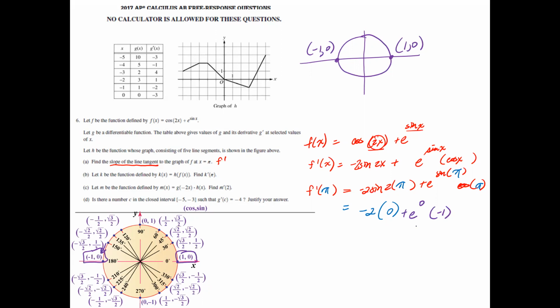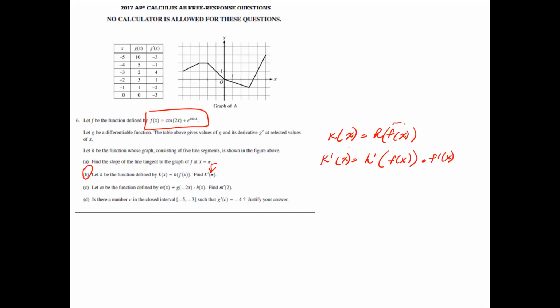So looking at this is going to give you a 1. 1 times -1 is just going to be -1. So that is your answer. And you can just say the slope of the line tangent to f of x at x equals pi is -1. And that is your first answer.